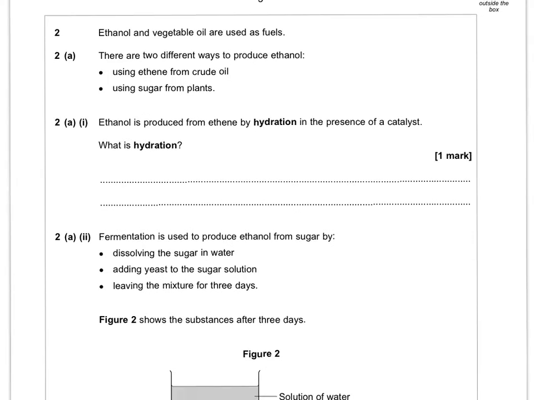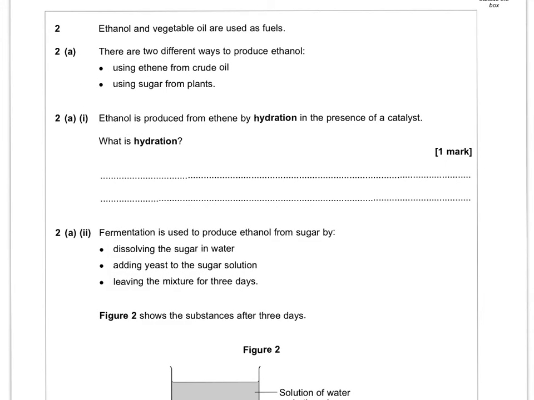Moving down. Ethanol and vegetable oil are used as fuels. This is question 2. Okay, so we're on to a different topic now. There are 2 different ways to produce ethanol. That's using ethene from crude oil and using sugar from plants. Okay, so ethene from crude oil, sugar from plants. Ethanol is produced from ethene by hydration in the presence of a catalyst.